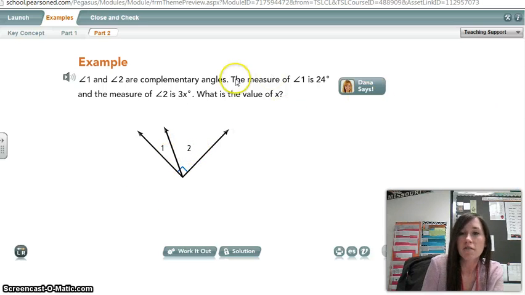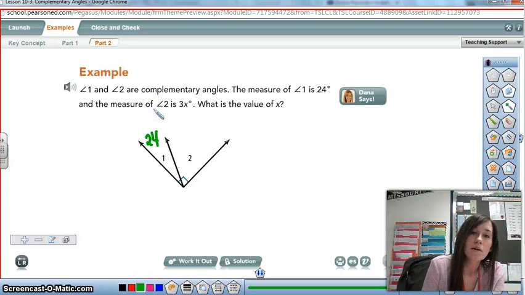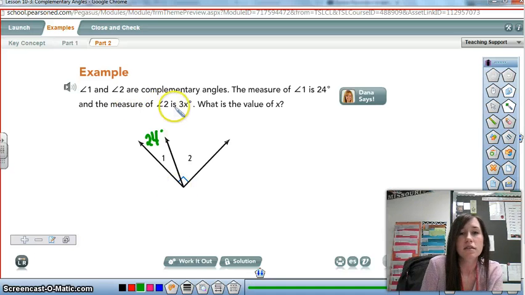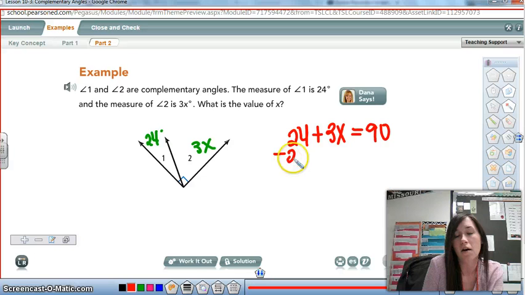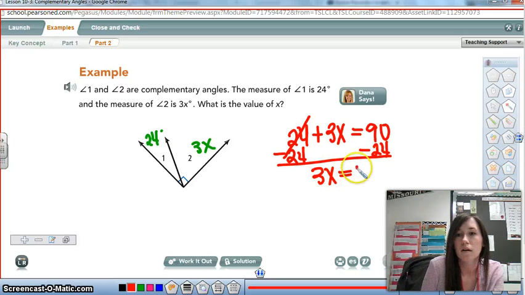It tells us that the measure of angle 1 is 24 degrees. It can always be helpful to mark your picture with the information that you know. It also tells us that the measure of angle 2 is 3x. We have to find the value of x. Well, we know that these two angles added together must make 90 if they're complementary, which they are in this case. We use our algebra solving steps. 66. And we see that x equals 22.